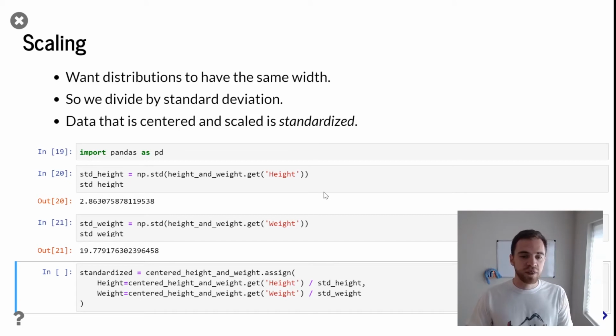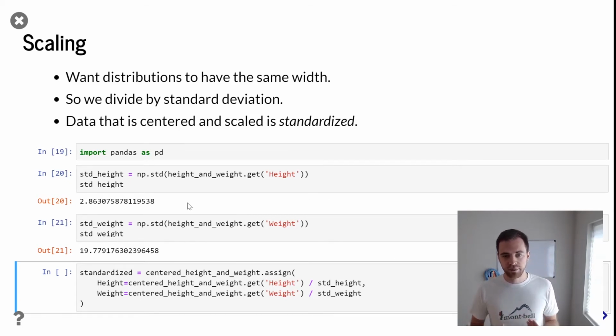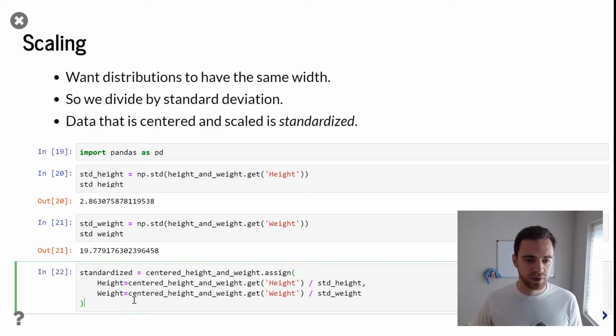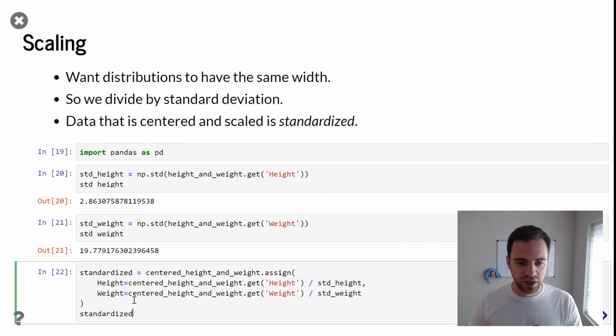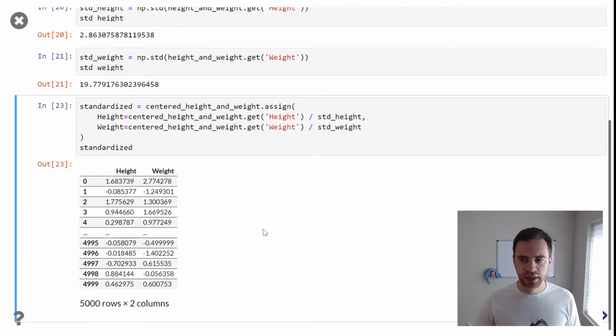And so let's take our centered heights and centered weights and divide them by their standard deviations. So now I get a new table. Let's call it standardized. Let's take a look at this table. I have heights here, which are centered at 0. They don't look too much different than what I had before. I can't see much of a difference. That's because I only divided by about 2.8. But the weights, you notice, are much less variable now.